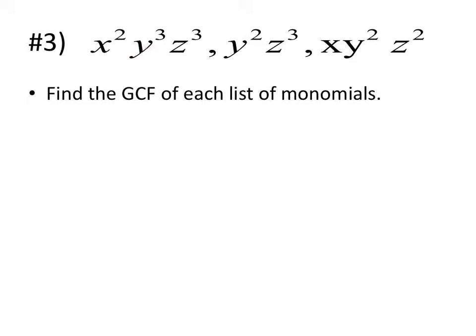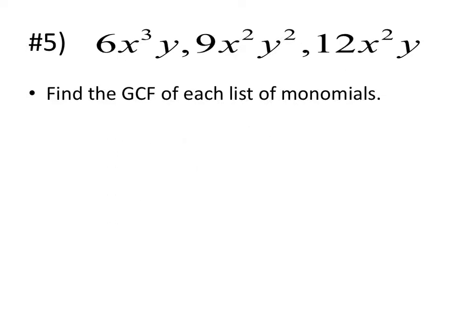So we have y here, y here, y here, okay? And how many y's? This one has 3. This one has 2, and this one has 2. So our GCF is going to have a y squared in it. Okay, here we have z, z, z, 3 z's, 3 z's, 2 z's. So the most z's we have is 2. So our GCF is going to be y squared z squared.